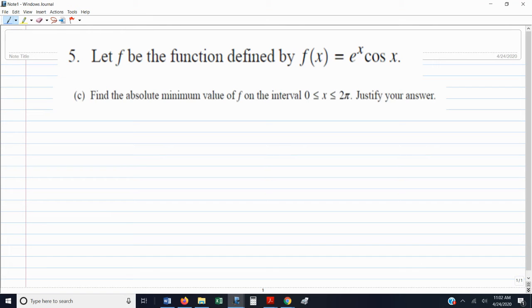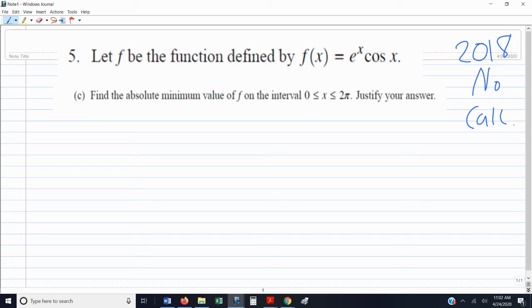Hey everyone, this is number 5C. We are still looking at the 2018 FRQ, no calculator section. The gist of this question is that all it gives us is a function f of x equals e to the x times cosine of x.